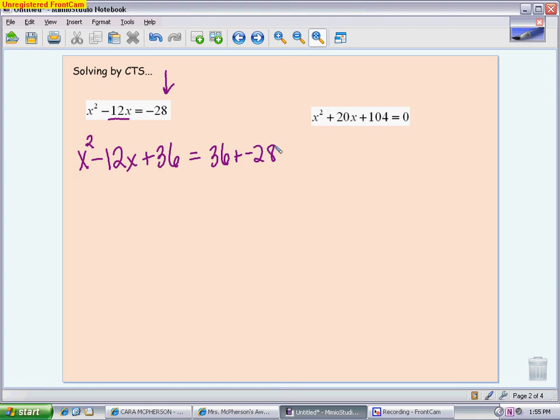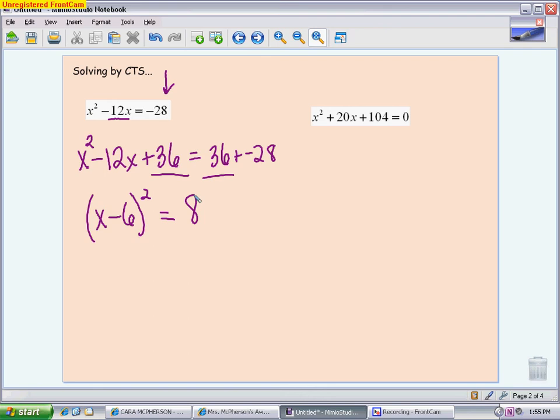So if I add 36, I have to add 36 on both sides. Now I want to write down what it is as a binomial squared. So this is x minus 6 being squared. That is the same as what I wrote up above. I just wrote it in a different form. On this side, 36 minus 28 is 8.